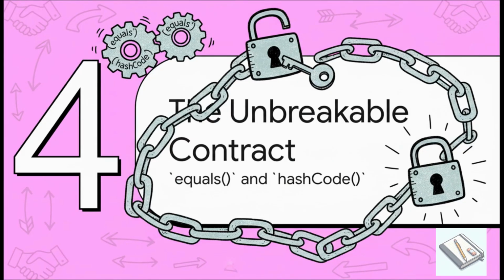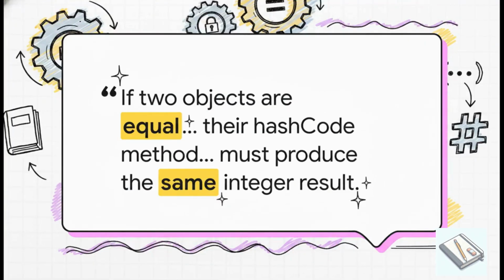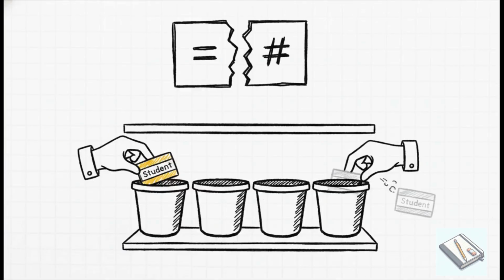Overriding equals comes with a huge responsibility. And this brings us to the most critical and, honestly, the most often misunderstood part of this whole topic, the unbreakable contract between equals and hashCode. This right here is the golden rule. It comes straight from the official Java documentation, and it's not a suggestion, it's a contract. It means that if s1.equals(s2) is true, then s1.hashCode() must be equal to s2.hashCode(), no exceptions. And breaking this contract is the source of some of the most frustrating bugs you'll ever encounter in Java.